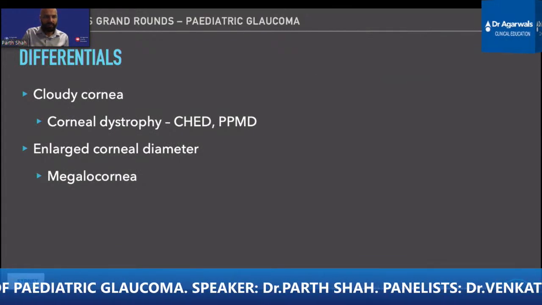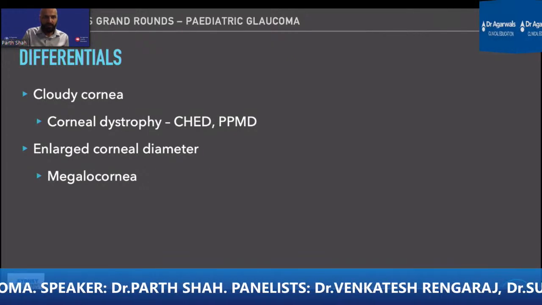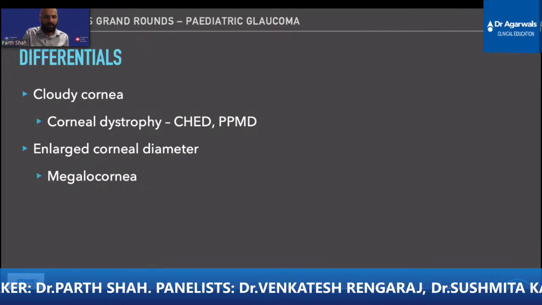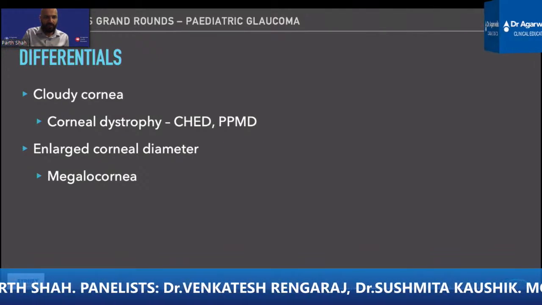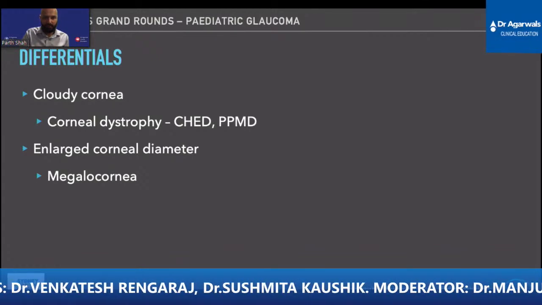Some differential diagnoses for a cloudy cornea, such as corneal dystrophy, which is even rarer than pediatric glaucoma, as well as a condition called X-linked megalocornea, where the cornea can be larger than 12 or 13 millimeters, but there are no Haab's striae present.